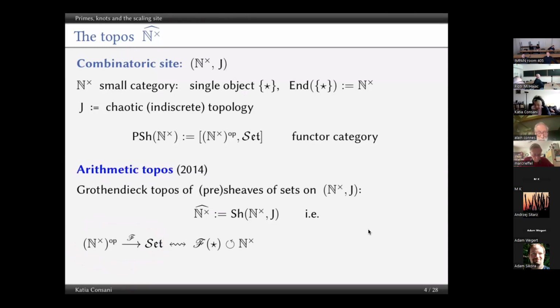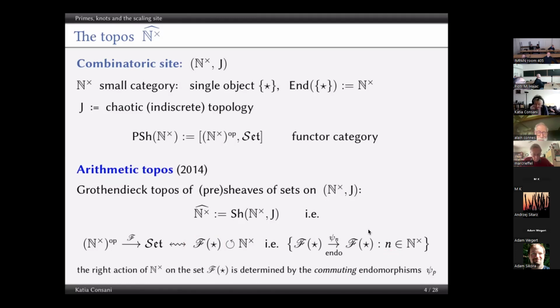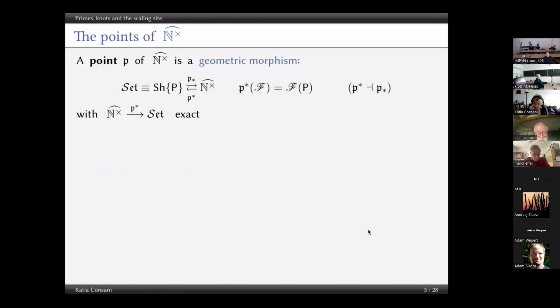And essentially, it's a set with an action from the right of N cross. So giving an action from the right on this set is the same as giving, in fact, a collection of endomorphisms, one for each element in N cross, over this set. Or you can be more refined and say, okay, the right action of N cross on this set, which is given to you by the evaluation of F, is determined by commuting endomorphisms, Psi p, where rather than N, you take prime numbers. So any n decomposes as a product of primes, and then you get it.